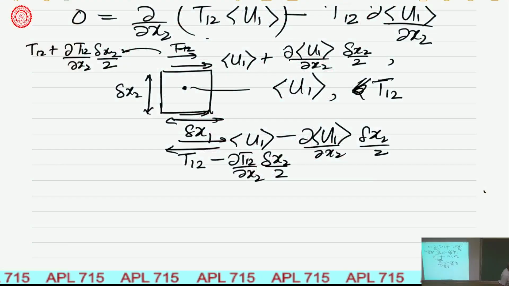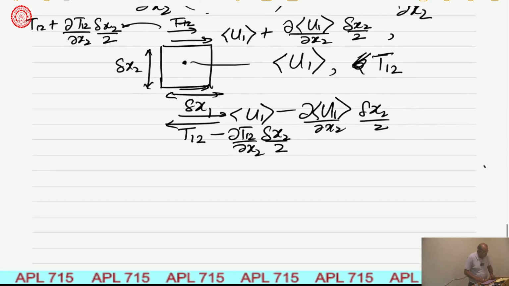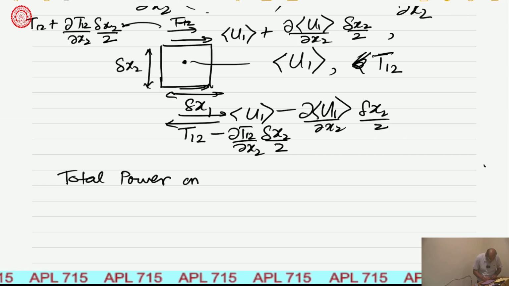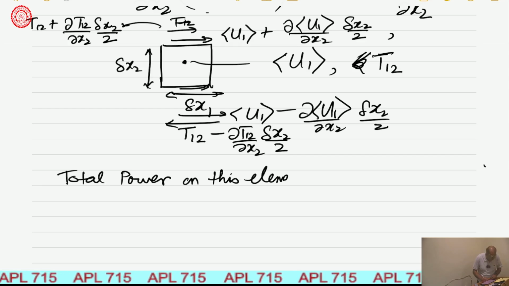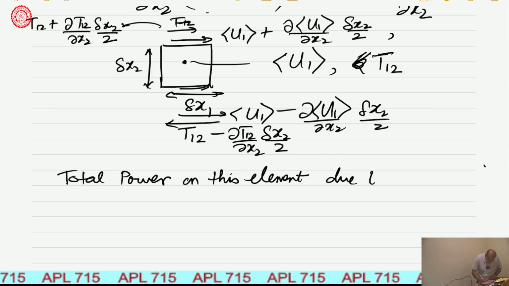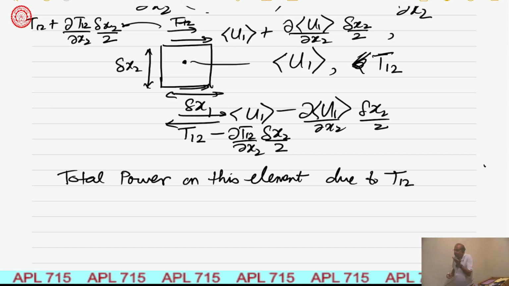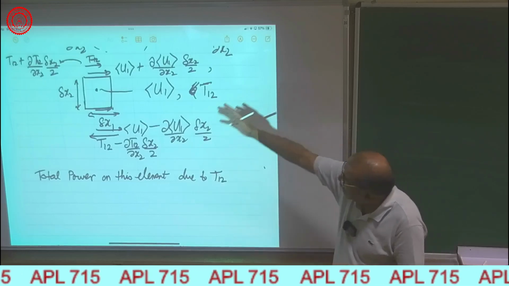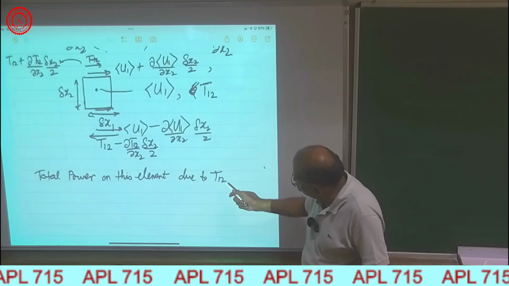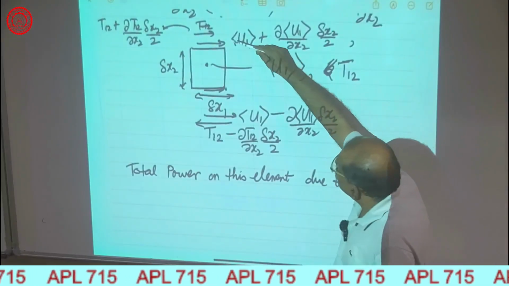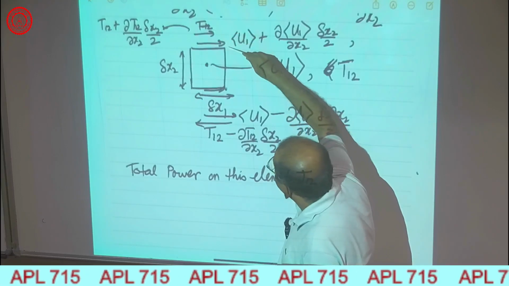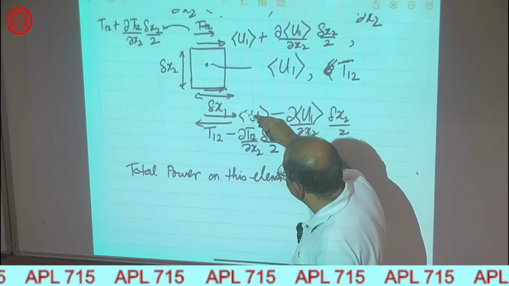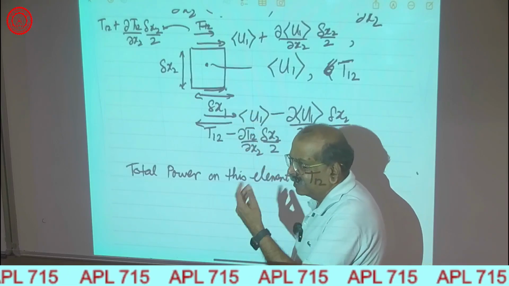Now what I'm trying to do from here is find out the total power on this element due to T12. What is power? Force dotted with velocity. So the total power on this element due to T12 will be equal to whatever is T12 here times the velocity here, plus T12 here dotted with the velocity here. Because these are in opposite directions, I will get a minus.